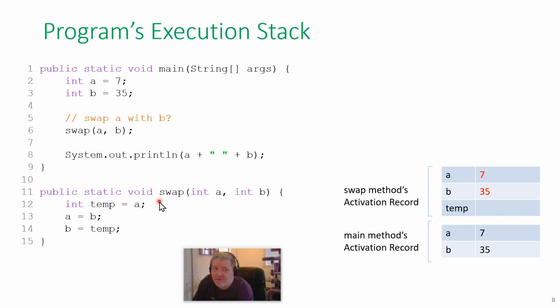And then I'm going to execute the rest of the code, okay? So on line 12, I assign whatever is in A to the variable temp. There we go. Then I assign whatever is in B to the variable A. So the content of A changes from 7 to 35. And then I assign whatever is in temp to B. So the content of B changes from 35 to 7. So you see that we did the swapperoo here. Okay, we did our swap.